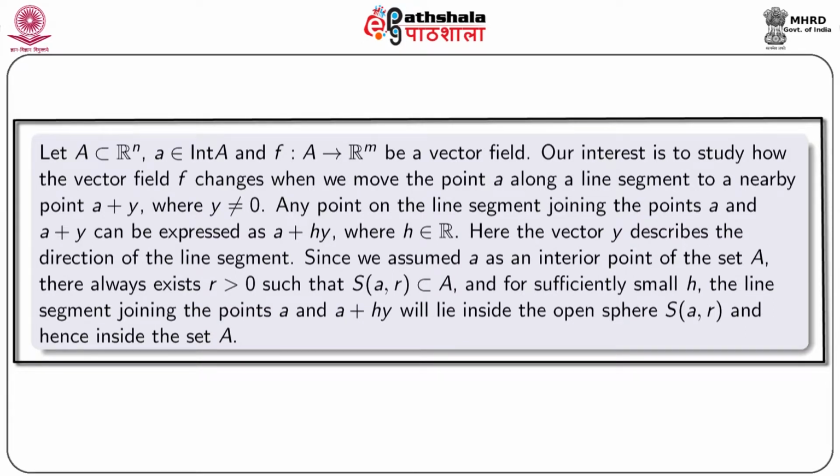Since we assumed a as an interior point of the set A, there always exists some positive r such that the open sphere with center at a and radius r lies entirely within A. So, for sufficiently small h, the line segment joining the points a and a plus h y will lie inside the open sphere S(a,r) and hence inside the set A.